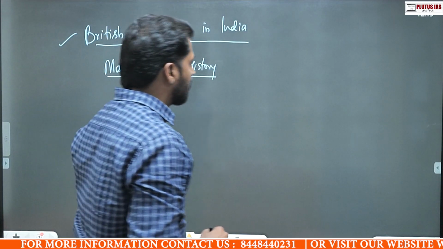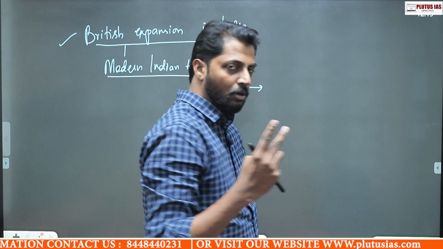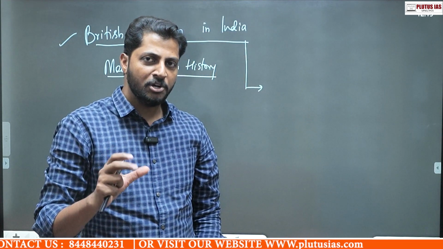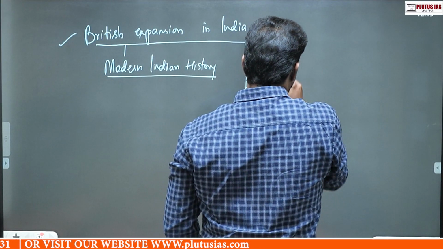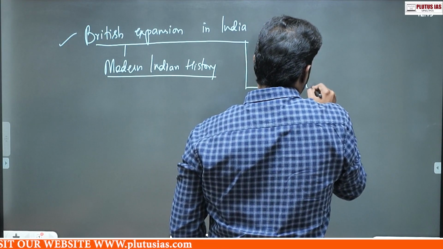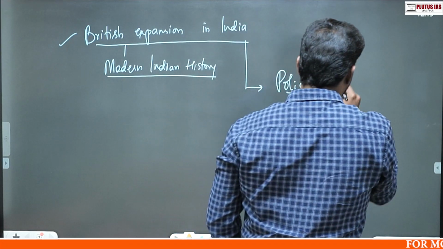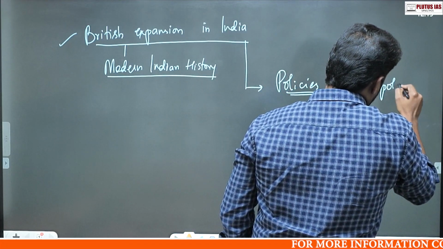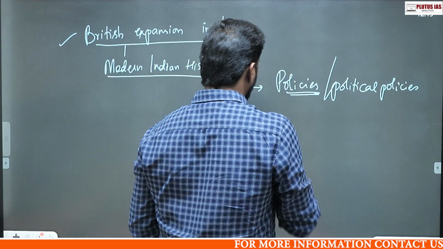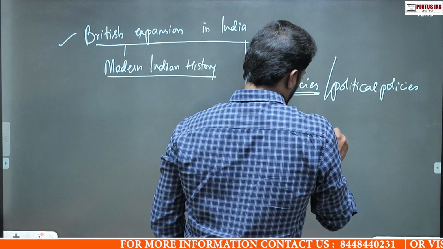Looking at the British expansion in India, we can speak about two processes of British expansion. One is through different policies, here we're referring to political policies, and the other method is through direct conquest.